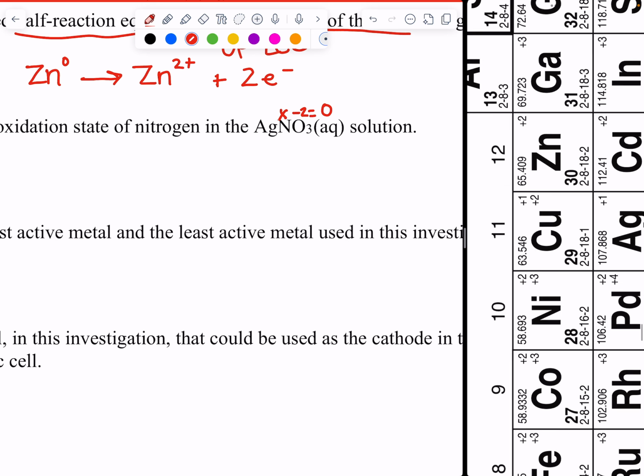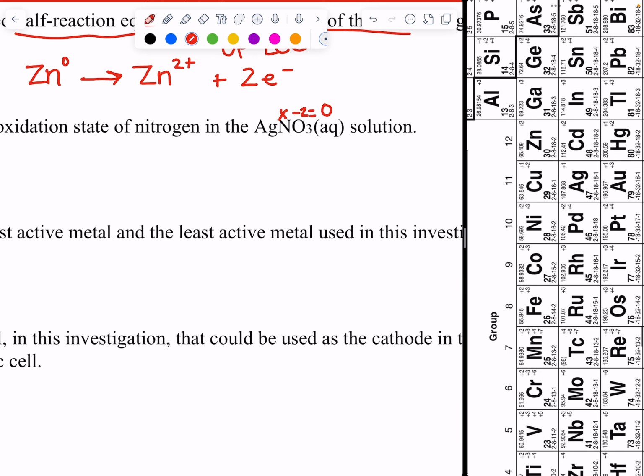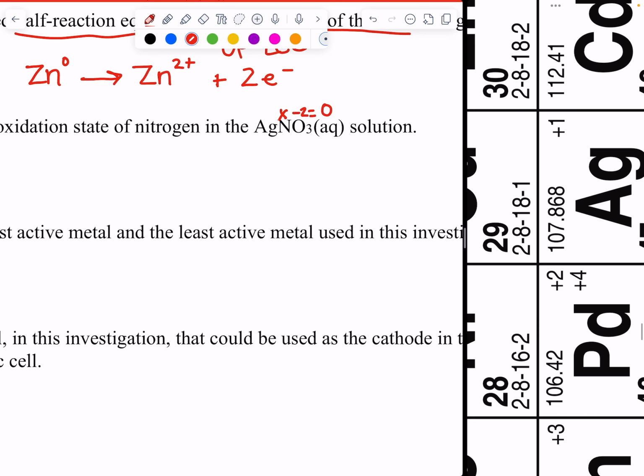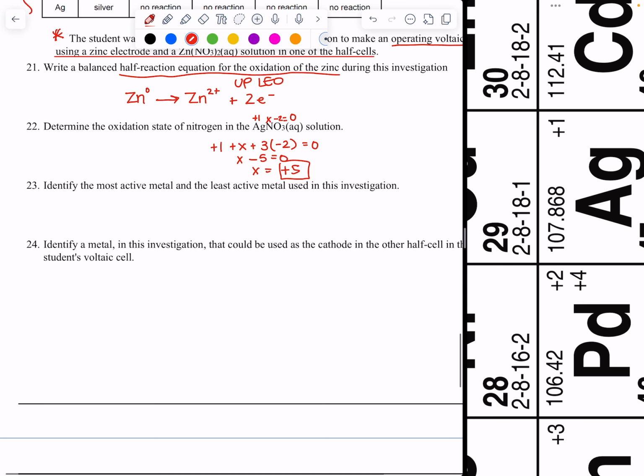And silver, check your reference table, guys. Silver's right here, charge of +1. So it's +1 plus X, plus there are 3 oxygens, and they each have a charge of -2, equal to 0. If we simplify this equation, it becomes X +1 and a -6. That becomes X - 5 is equal to 0. So X is +5. That's the charge of the nitrogen, +5.